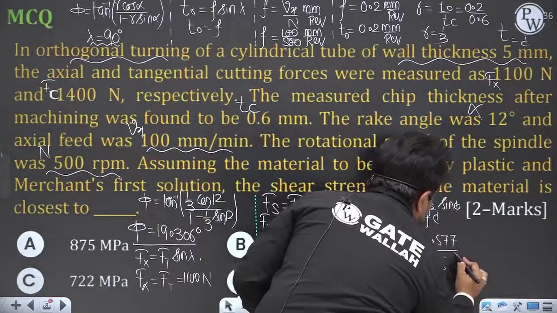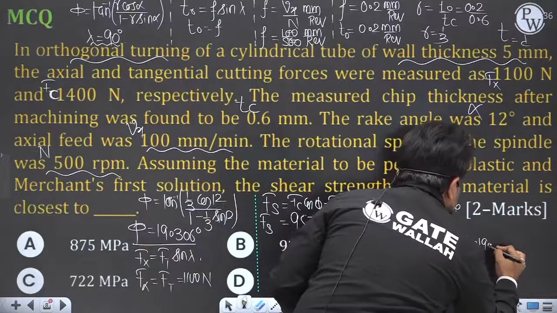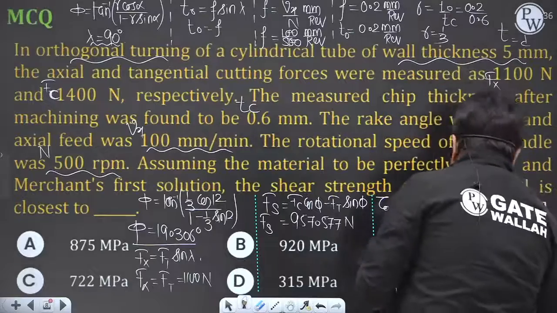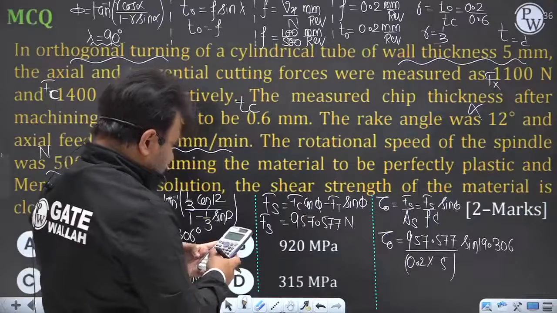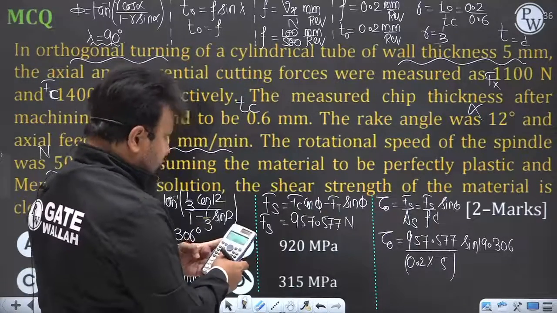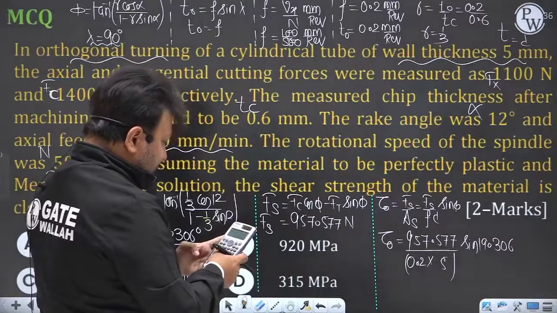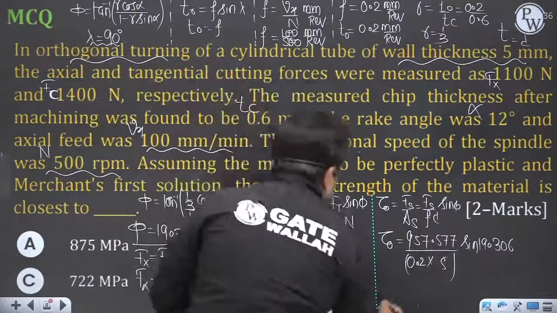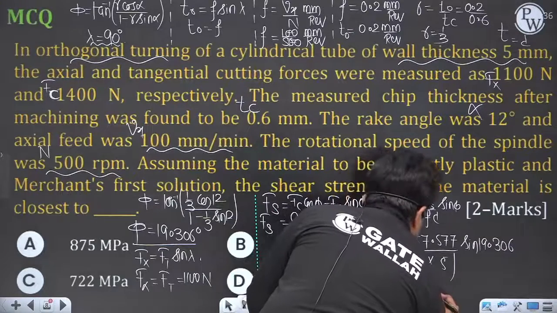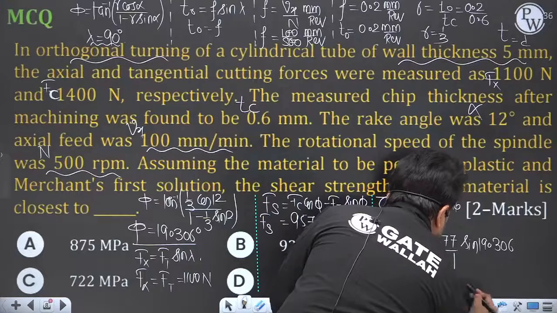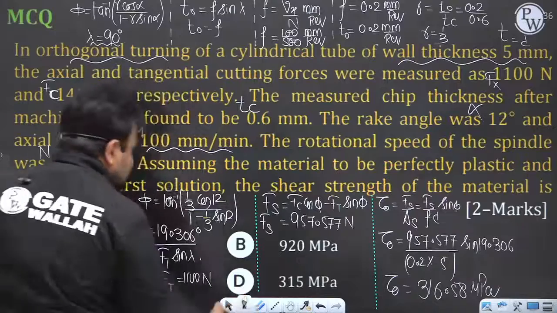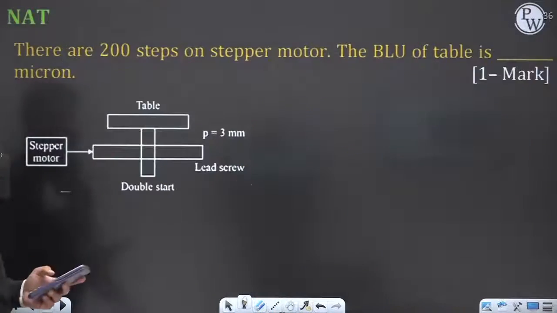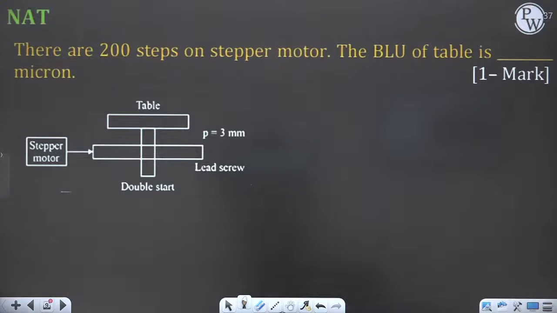So here this is 5 sine of phi, that is 19.306, right? So answer multiplied by sine of 19.306, right? So here tau naught equal to 316.58 megapascal. So 316. So the nearby answer is option D. Next question.